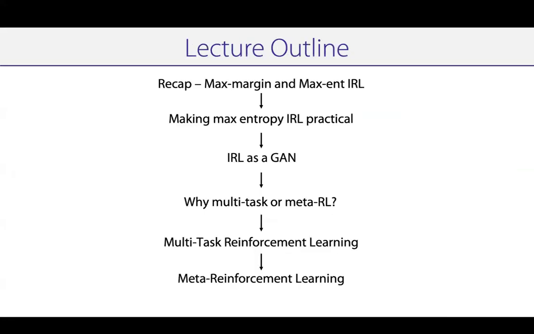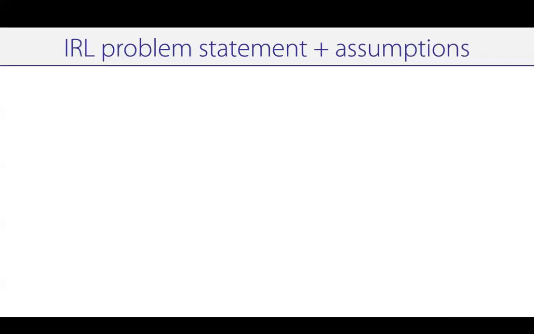So the structure of our class today is going to be, we'll just recap max margin and max ent IRL. We went through a lot of algebra last time. Let's just recap it quickly. Then we talk a little bit about how we can make max ent IRL practical. So how do we do it with deep networks and gradient-based optimization and easy updates? Then we talk about how we can actually recast IRL as a GAN and use a lot of the machinery from a GAN. And then we switch over to multitask and meta reinforcement learning. Okay, so let's get started.